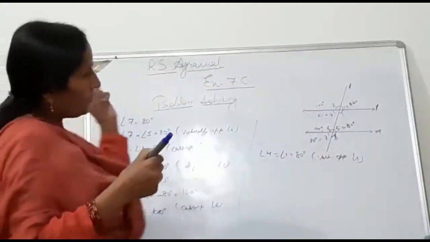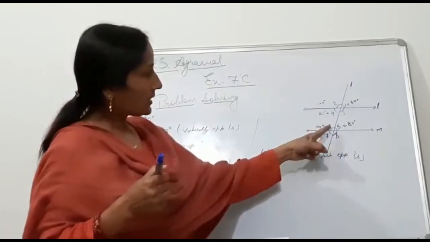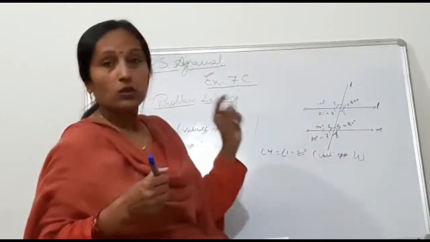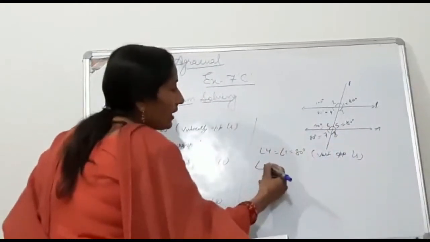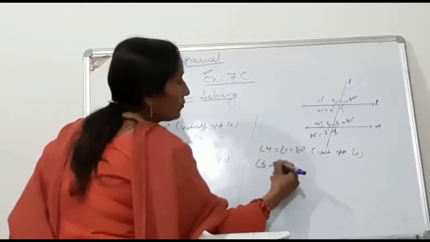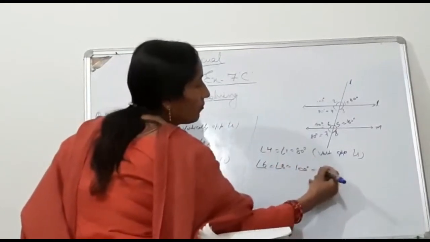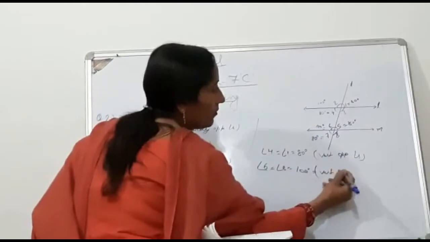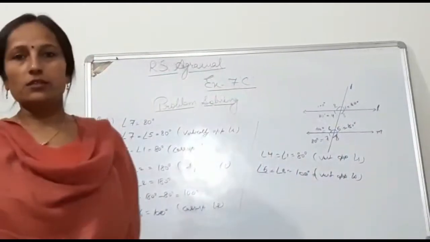Okay. Now which angle is remaining? Angle 8. Here angle 6 and angle 8 both are equal because both are vertically opposite angles. So angle 8 will be 100 degrees. Now we can write here angle 6 is equal to angle 8 is equal to 100 degrees, vertically opposite angles. So now we got all the angles here.